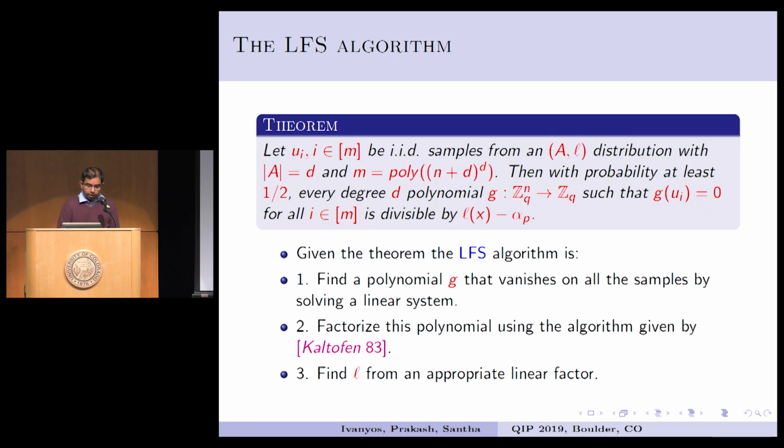Again, the theorem. Let u_i be IID samples from an AL distribution with |A| equal to d, and m is poly (n+d)^d. Then with constant probability, with probability half, all the degree d polynomials which vanish on all these samples are divisible by L(x) minus alpha_p. And given the theorem, the algorithm is to find the polynomial by solving a large linear system, then to factorize this polynomial using Kaltofen's algorithm and find L from one of the linear factors.